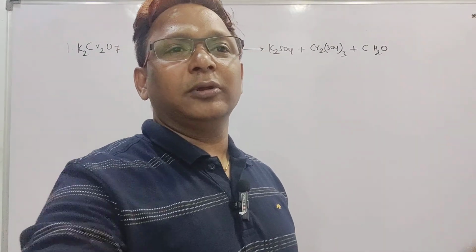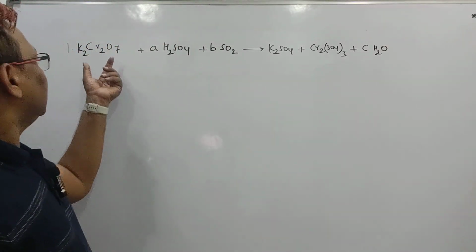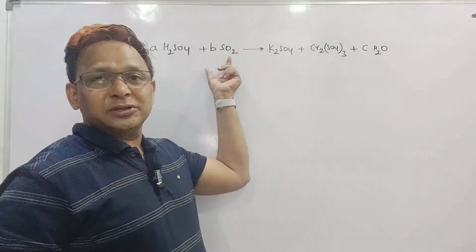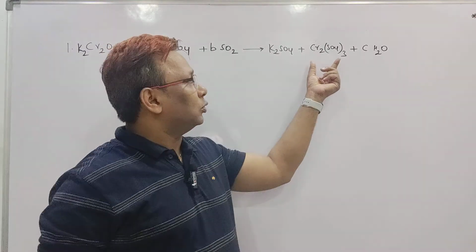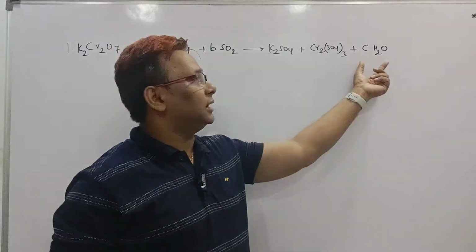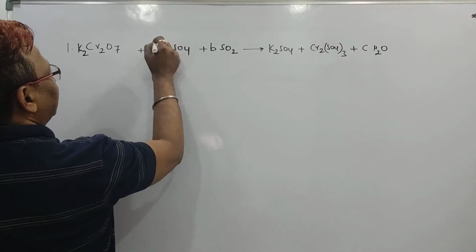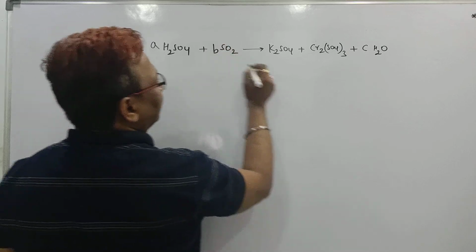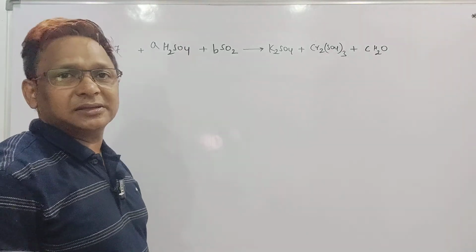But today we are going to discuss a small balancing problem given here. K2Cr2O7 in acidic medium reacts with SO2 and is converted into K2SO4 and the sulfate of chromium, Cr2(SO4)3, and H2O. See beta, in the exam they are asking: A moles of sulfuric acid, B moles of SO2 and C moles of water. What is the value of A, B and C?